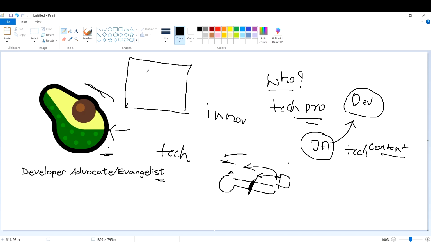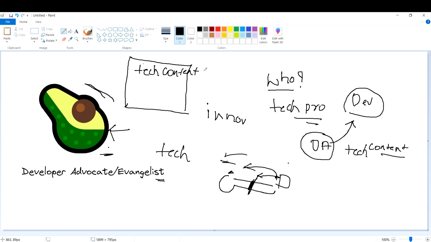However, some common activities a developer advocate might engage in: engaging with the developer community. Developer advocates spend a significant amount of time engaging with developers through online communities, social media, and developer events. So they answer questions, provide technical support, gather feedback, and provide that feedback on the company's product.